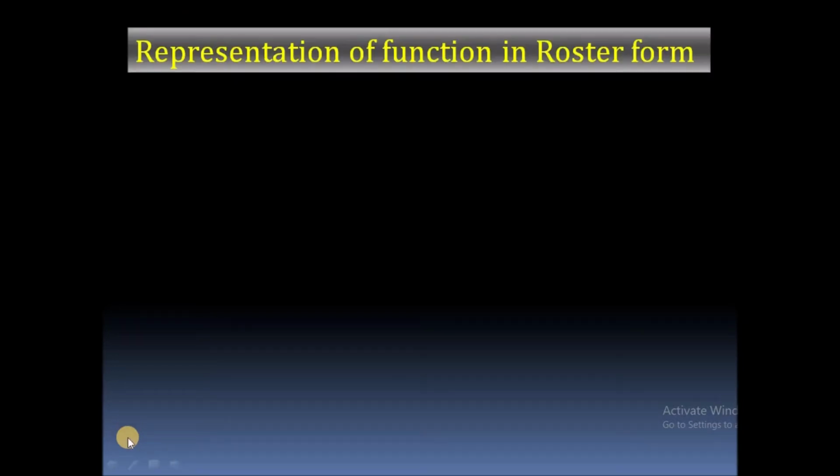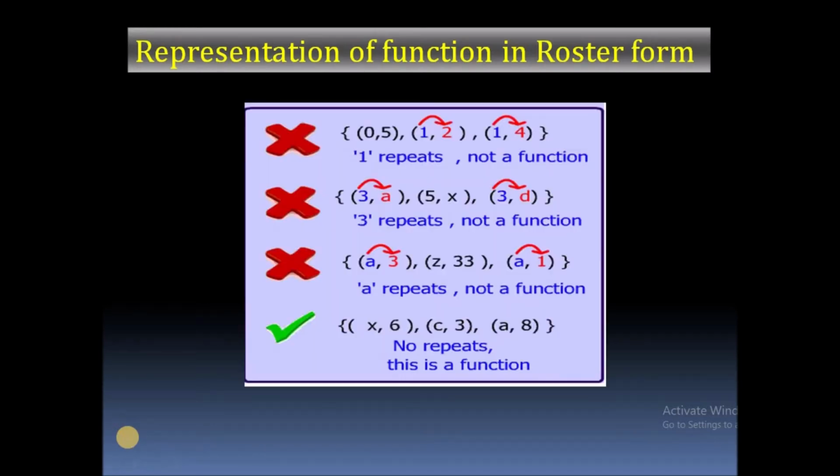So, representation of function in roster form. For example, you have to make one set in which ordered pairs would be there. For example, (0, 5), (1, 2), (1, 4). Here the x coordinate represents the element of domain and y coordinate represents the element of codomain. So (0, 5), (1, 2), (1, 4). Here in second and third ordered pair, element 1 relates with 2 and 4 both. So it is not a function.